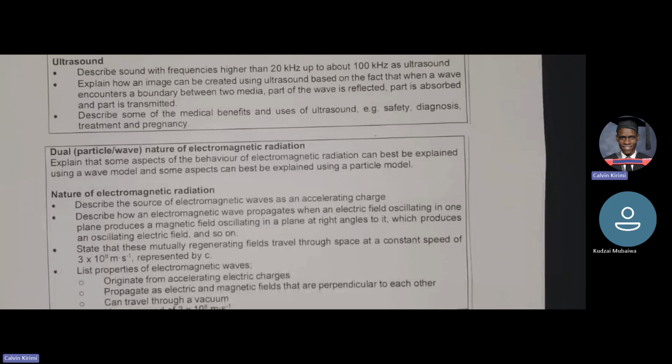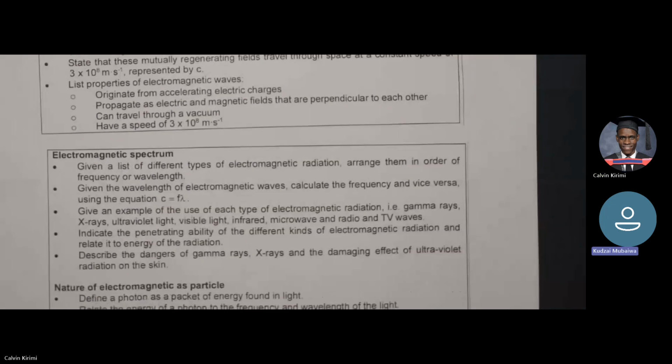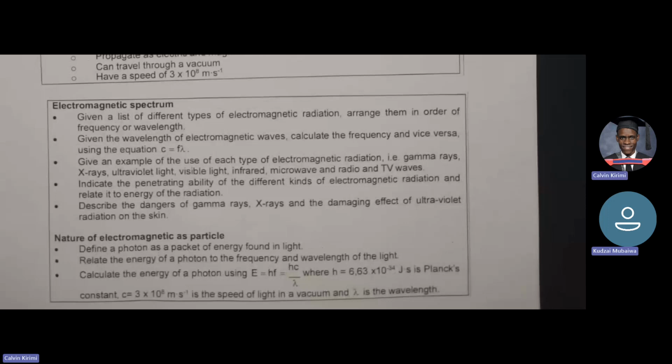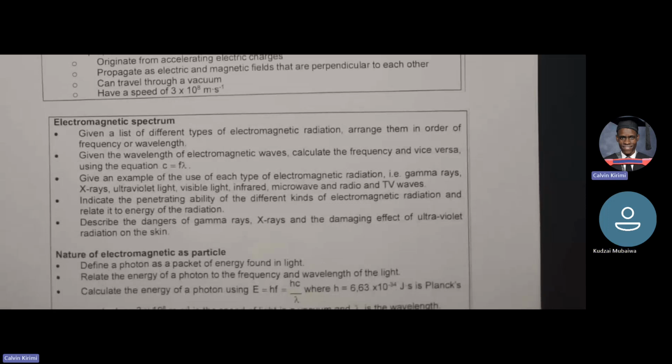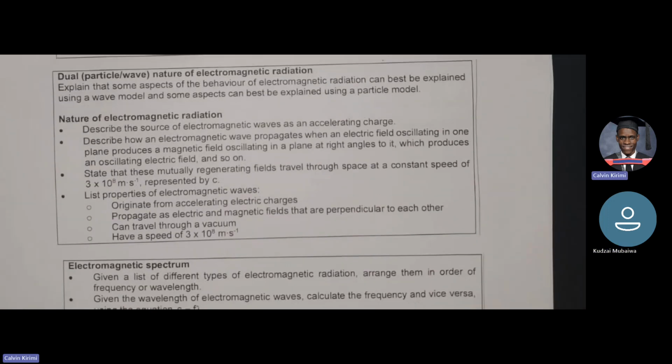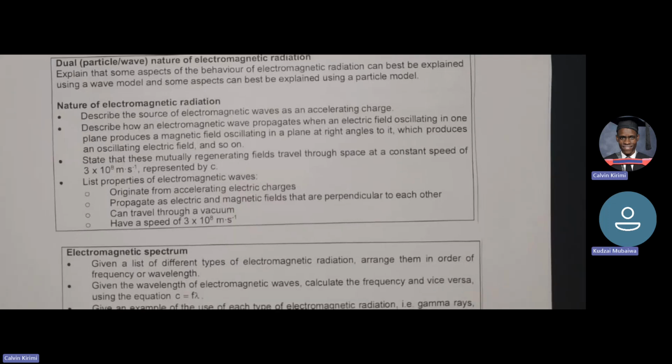So a particle has a dual nature. The dual nature of electromagnetic radiation, by dual, means they can behave as a wave and they also behave as a what? As a particle. Yeah. But we'll do calculations. So dual means behaving in both ways, twice, which means they behave as a wave and they also behave as a particle.